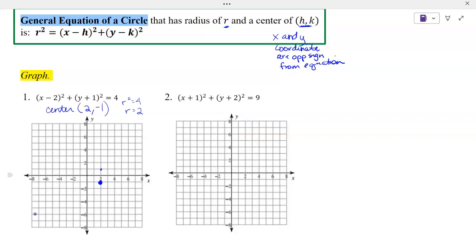Now I can really just go up and down 2 or right and left 2, which gives me a good enough idea of how I can sketch my circle. And let's do the same thing over here.